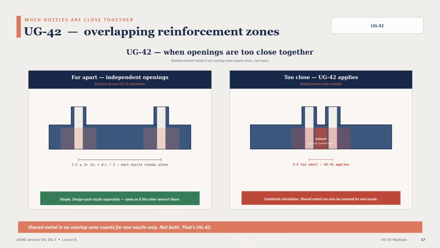Shared metal in an overlap zone counts for one nozzle only, not both. That's UG-42. Design tip: if your layout has nozzles closer than about two hole diameters apart, either move them apart or expect a combined reinforcement calculation.